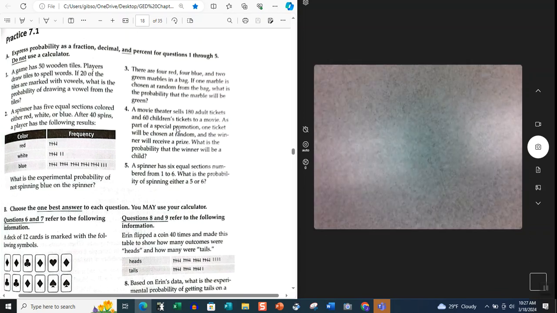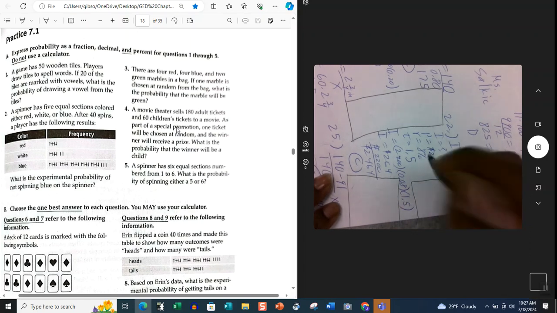Now we go here to problem 5. It says a spinner has 6 equal sections numbered from 1 to 6. What is the probability of spinning either a 5 or a 6? So, again, they're numbered 1 to 6. Basically, they say either a 5 or a 6. Okay, so now that means that it's a probability of getting 2 different types of answers here.